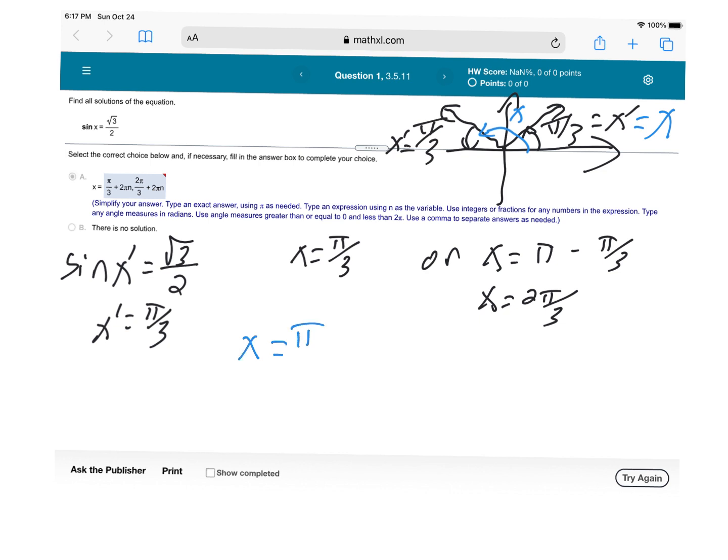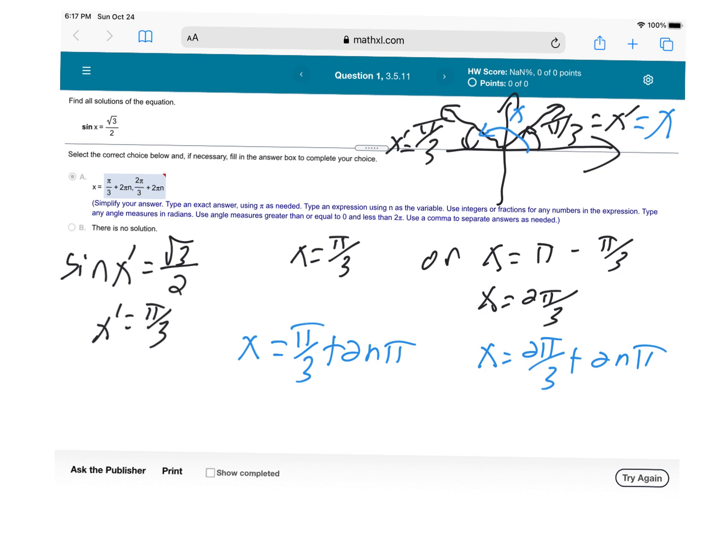So you have pi thirds plus 2 n pi, where n's any integer. And every 2 pi, you get the same value for sine. And so it'd be similar over here. It's going to be 2 pi thirds plus 2 n pi. Again, the period for the sine is 2 pi. So every 2 n pi, you get the sine of that would be square root 3 over 2.